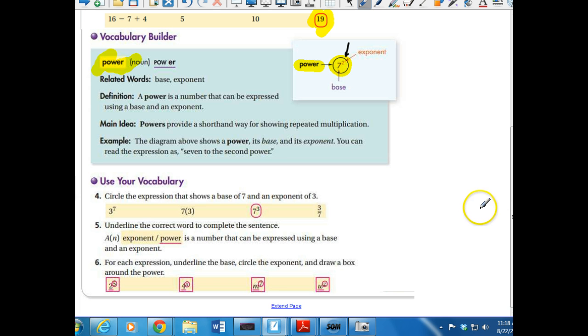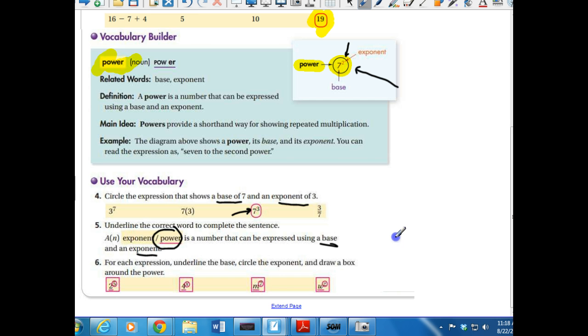And then number 4, it says circle the expression that shows the base of 7 and the exponent of 3. So we've circled 7 to the power of 3. There it is, a base of 7, exponent of 3. And number 5 says underline the correct word to complete the sentence. It says a or an, exponent or power is the number that can be expressed using a base and an exponent. That is the power, okay? Because the power is the base and the exponent, like we saw right up here, 7 to the power of 2. That's the whole thing is the power.